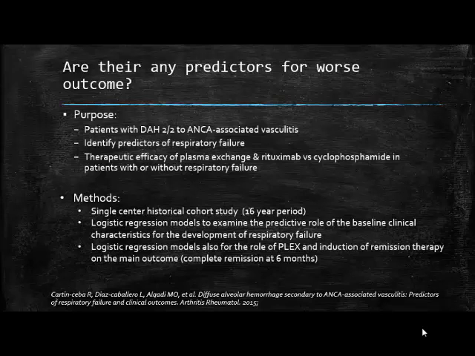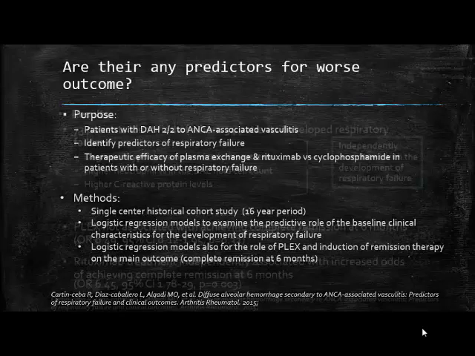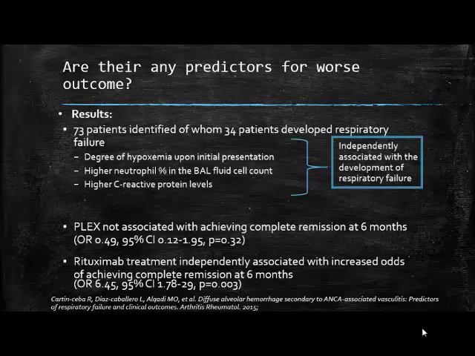It was a single-center cohort study over a 16-year period. They did logistic regression models in order to examine the predictive role of the baseline clinical characteristics for the development of respiratory failure. They also did logistic regression models for the role of plasmapheresis and induction of remission therapy on the main outcome, looking at complete remission at 6 months. Those were the following results.